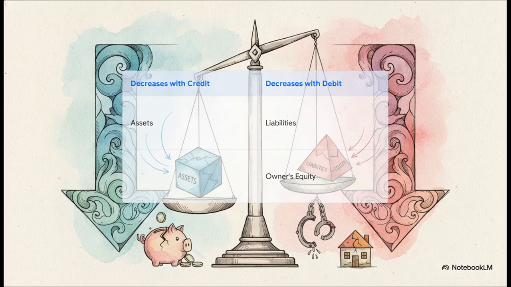If a debit increases an asset, then naturally a credit has to decrease it. And it works the exact same way on the flip side. If a credit bumps up your liabilities and owner's equity, then you've got to use a debit to drop them down. It's just a precise mirror image. Honestly, once you lock in the rules for what increases an account, figuring out how to decrease it is a total breeze. It's just the exact opposite.